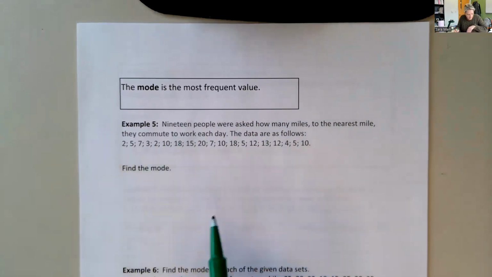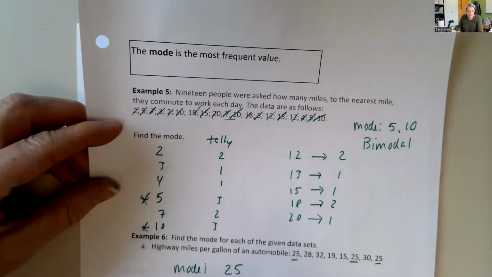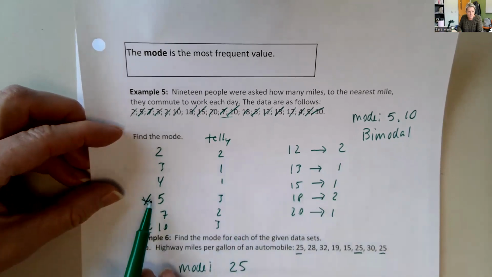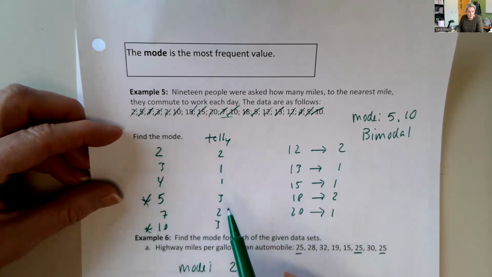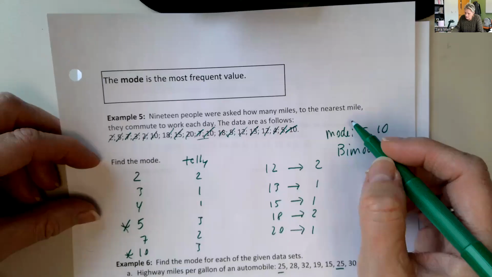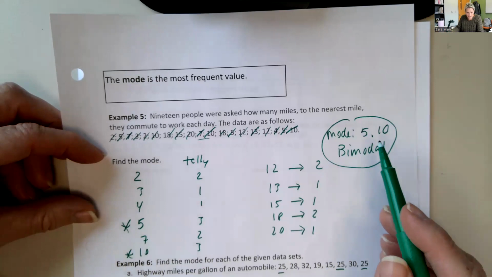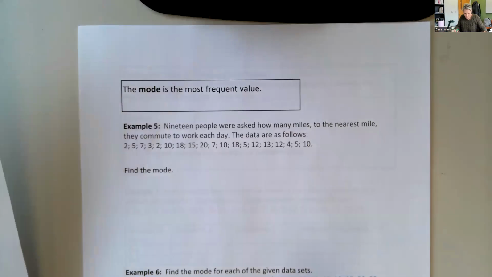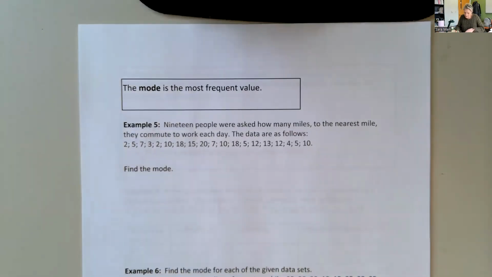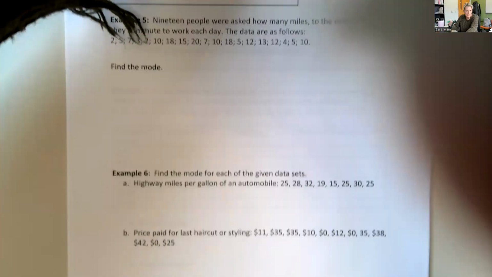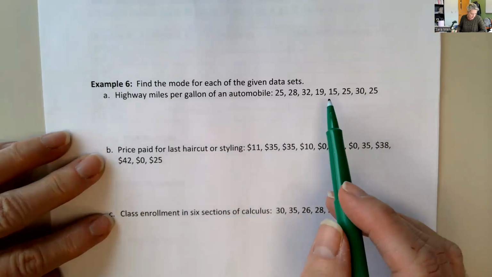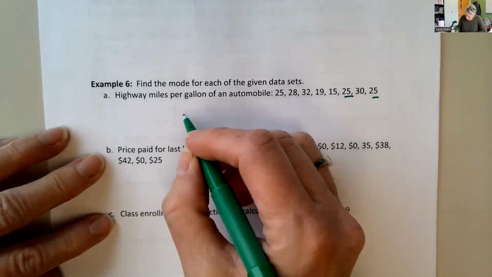To find the mode, we have to tally up how many of each data value we have. So if we look here, I listed each of the data values and I tallied how many there were. So it looks like 5 and 10 both had 3 occurrences. So we're going to say that the mode is bimodal because there's 2, and those modes are 5 and 10. Now, example 6 says find the mode of each of the given data set. So highway miles per gallon of an automobile, if we listed these and looked, we would see that 25 is the mode.